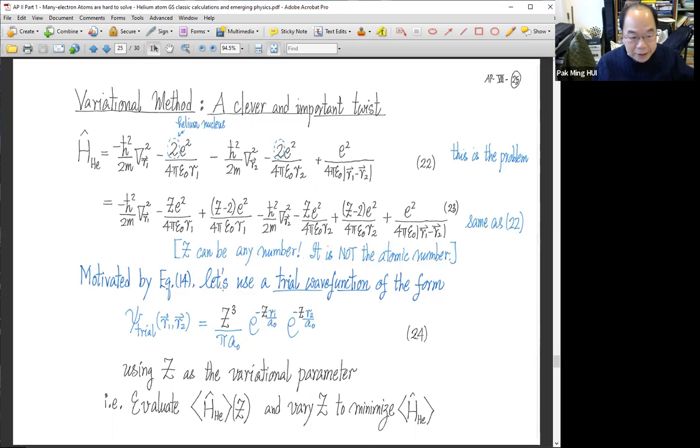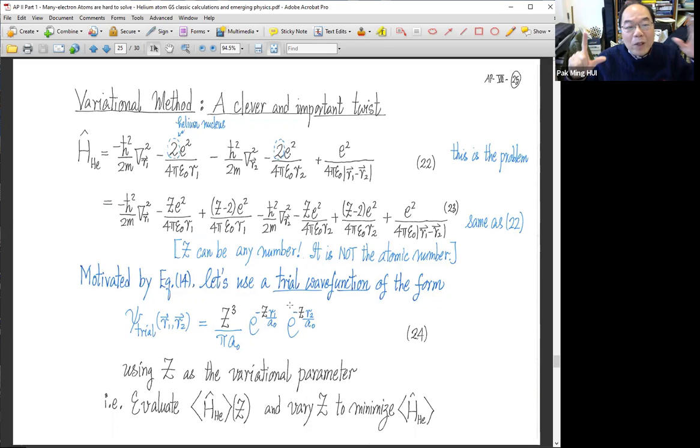But the point here is this Z can be any number, right? It could be 1.5, it could be 1.7. Because I add it in, I take it out. I add it in, I take it out. It doesn't matter, right? Now, what is the trial wave function?